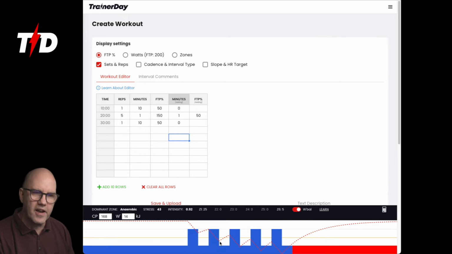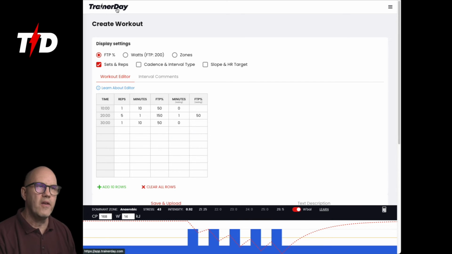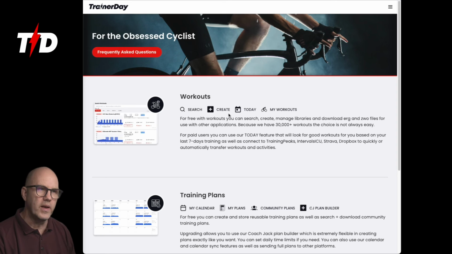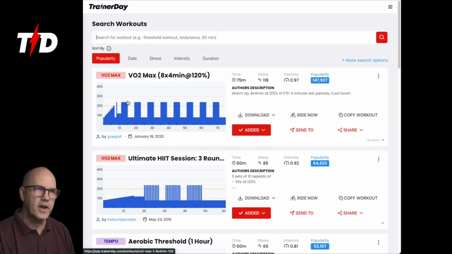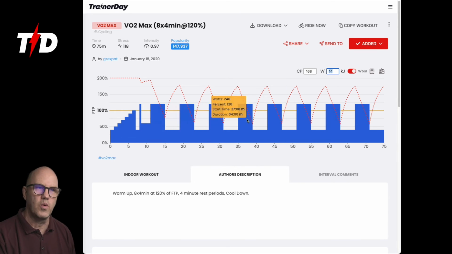If it's under FTP, it doesn't affect your W prime balance. If it's over FTP, it will take your balance down. Then if we come into TrainerDay and look at any given workout, like this one, I can see that with 168 watts and 14 kilojoules, this workout takes me down to a pretty low place, meaning I'm pretty tired but not dead. It keeps getting a little bit lower and then flattens off. This would be a very hard workout for most people.